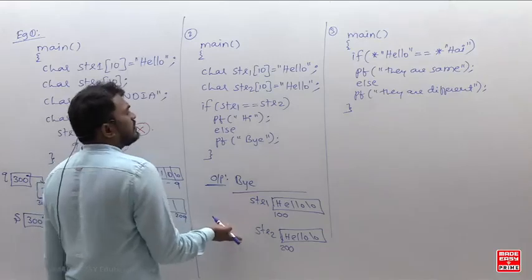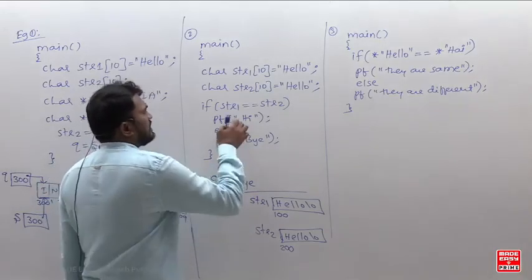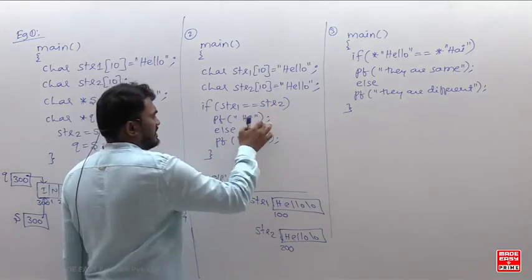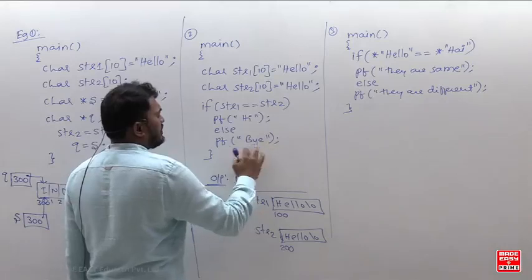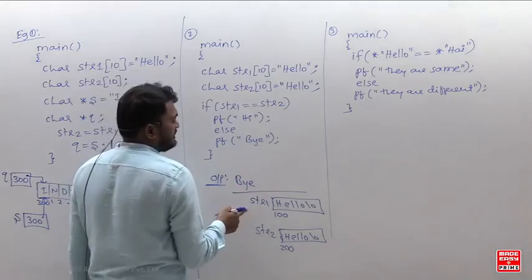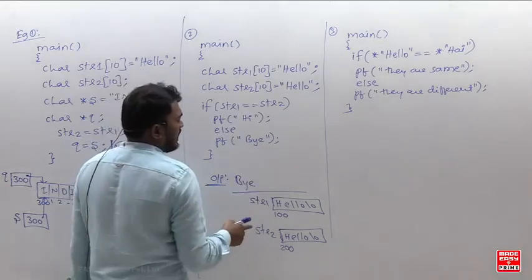You are comparing the two different base addresses. You are saying 100 equal to 200. Is it correct? That is false. So the output will be Boy.